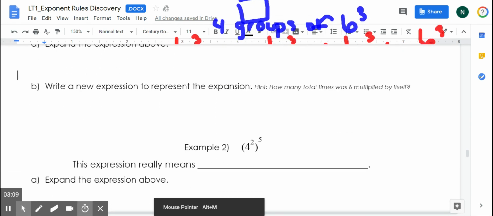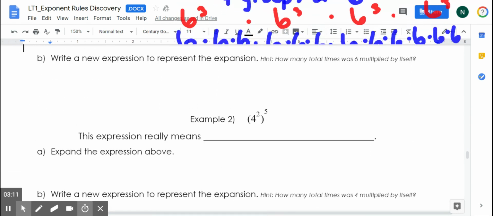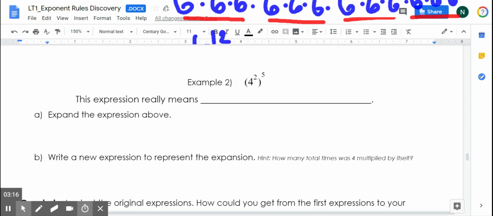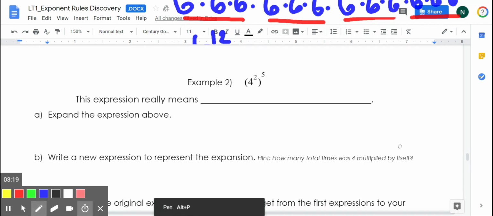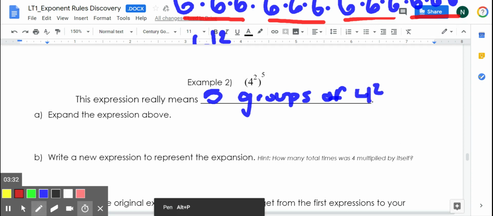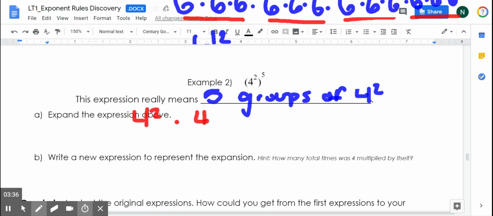Okay, moving on to our next example. Okay, so we have 4 squared raised to the 5th power. So what does this really mean? Well, this really means I have 5 groups of 4 squared. So I'm going to actually write out now my 5 groups. So 4 squared times 4 squared. My third group, fourth group, and fifth group. So I have 5 of them.